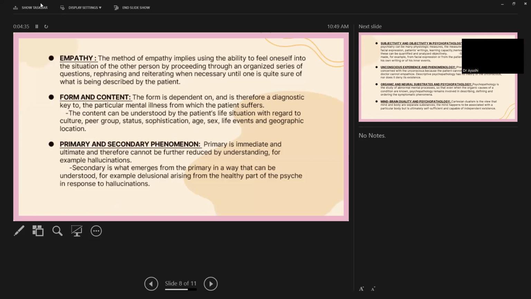The form is dependent on, and is therefore a diagnostic key to, the particular mental illness from which the patient suffers. The content can be understood by the patient's life situation with regard to culture, peer group status, age, sex, life events, etc. Primary and secondary phenomenon. Primary is immediate and ultimate, and therefore cannot be reduced by understanding, for example hallucination. Secondary is what emerges from the primary in a way that can be understood. For example, delusion arising from healthy parts of the mind in response to hallucinations.